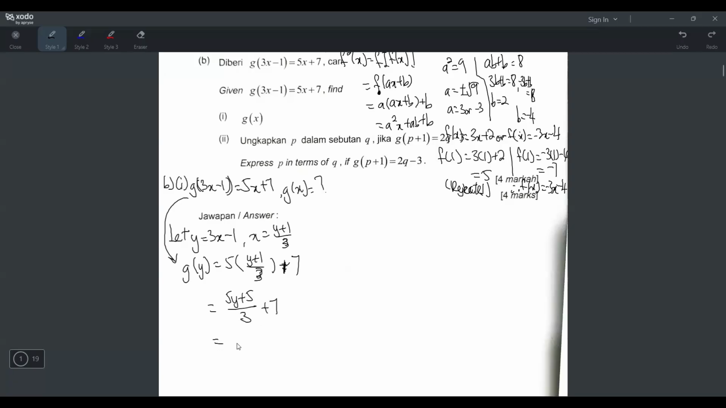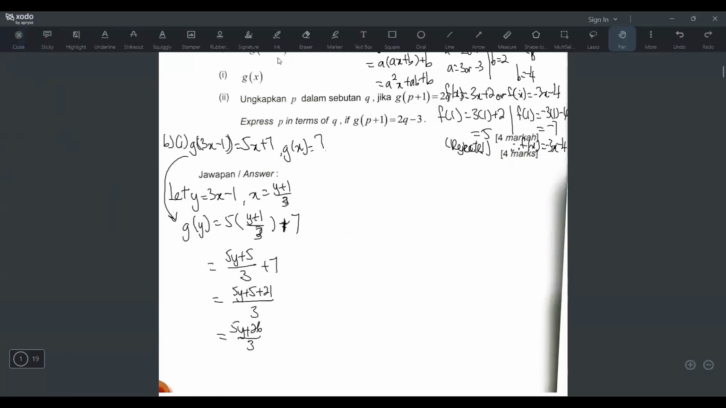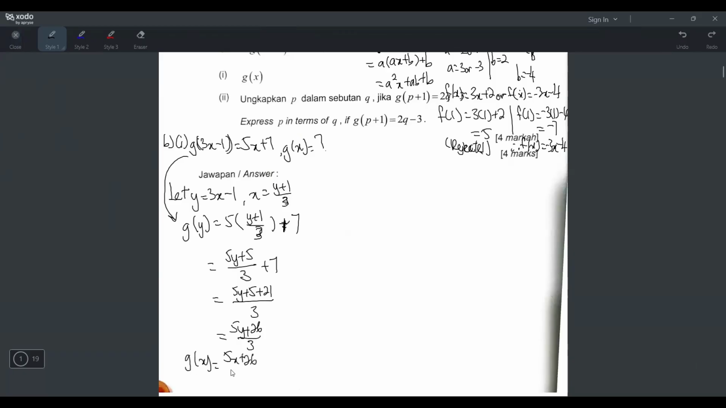Okay, we can make this into a single fraction. Just make everything over 3. So it will be 5y plus 5. 7 also times 3 lah, becomes 21. So the answer is 5y plus 26 over 3. Of course, this is gy. And if you want gx, just change the y to x lah. So gx will be 5x plus 26 over 3.